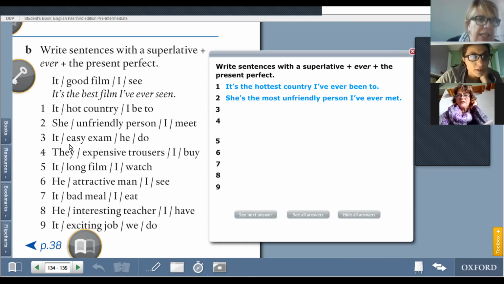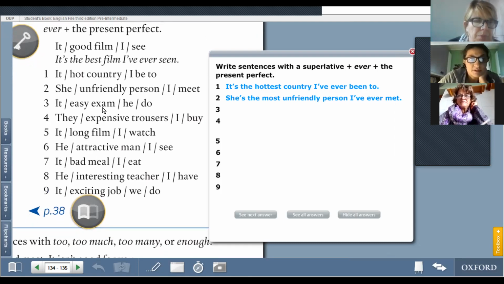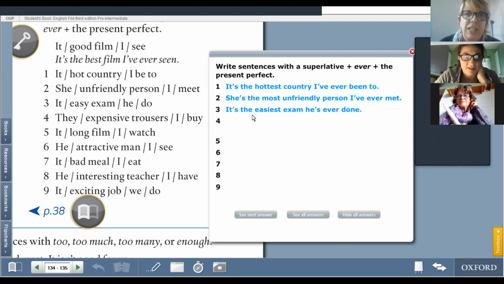Participle. Okay, yes. Number 3. It is the easiest exam I have. It's not I, this time he. He has ever done. Done is right, the third form. It's the easiest exam he's ever done. Done. Okay, number 4, Anna.